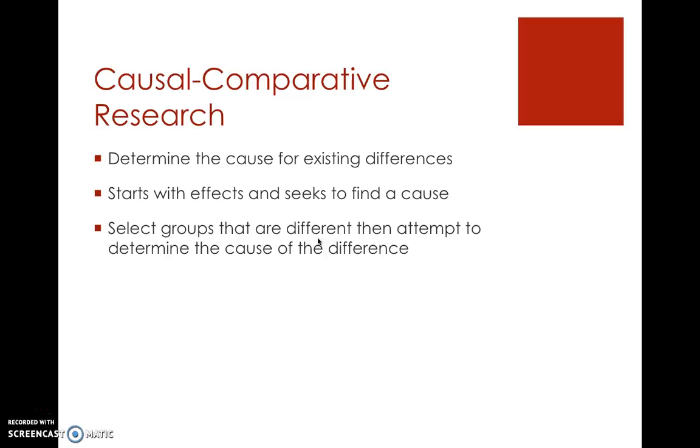And you want to determine the cause for those differences, and so you might hypothesize then that mentoring makes the difference. And so you might make a study where you try to figure out whether those teachers who left the field had mentors or not. And if it turns out that teachers who stayed in the field did have mentors and teachers who left the field tended not to have mentors, well, then you found something kind of interesting. That's causal comparative research. It looks back at things retrospectively. So it starts with an effect and seeks to find a cause, and then you might select groups that are different, then attempt to determine the cause of the difference.